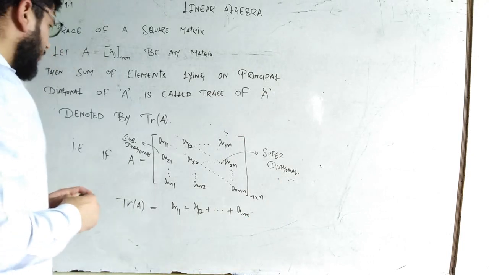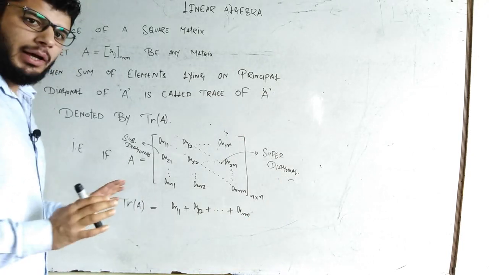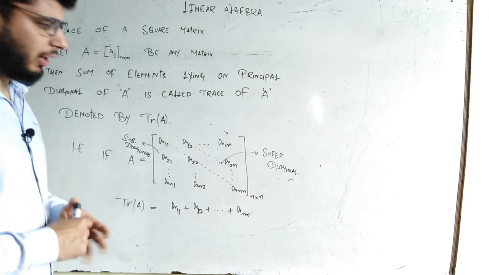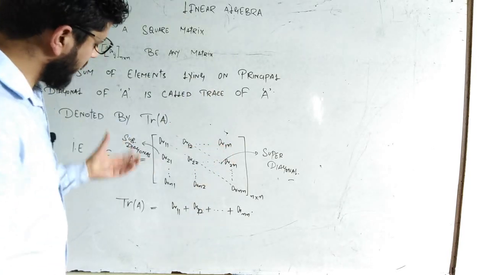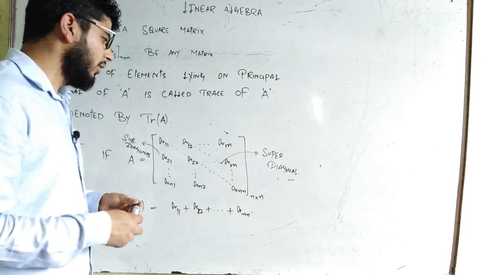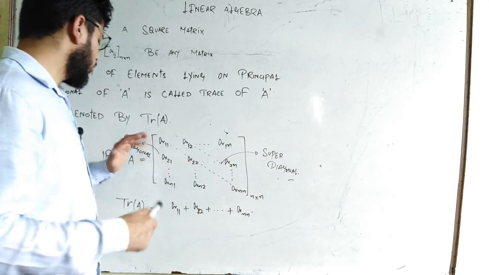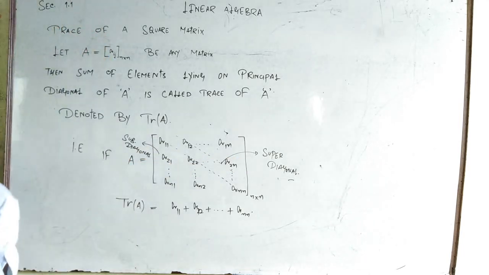This is all about the definition of trace of a square matrix, that is the sum of the elements of a square matrix lying along the principal diagonal. Okay, that's called the trace, right? Super and sub you will remember, because when we will discuss two more types of matrices, that is tri-diagonal and bi-diagonal, they will be useful. Okay, super and sub. So let's move to the properties of trace of matrix.